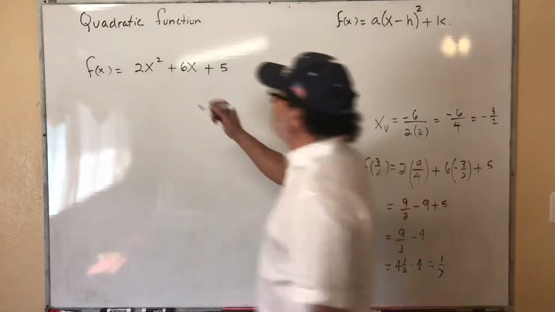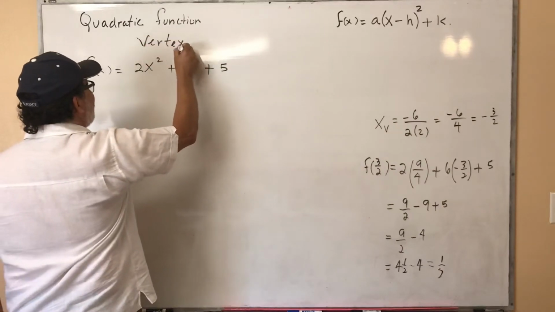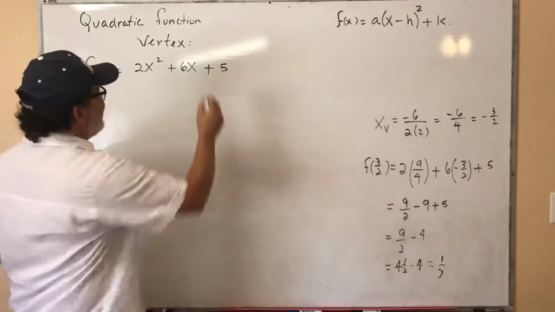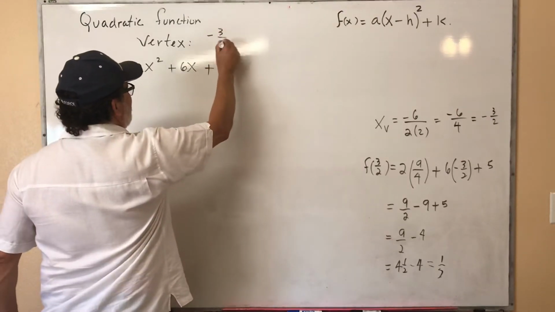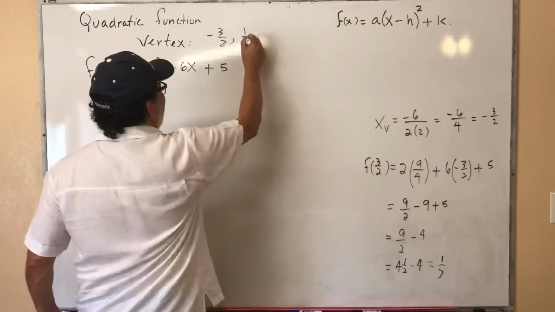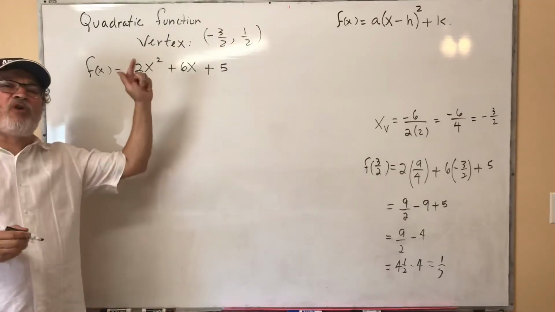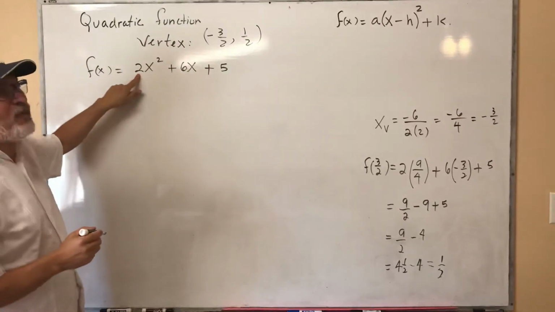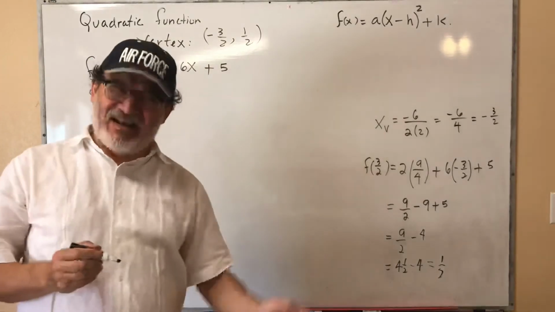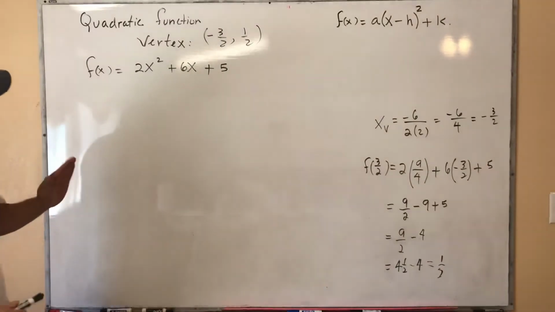So what's the vertex for this? The vertex is what? Negative 3 over 2. And what else? Half. And this parabola, does it open up or does it open down? This one opens up. So is the vertex a maximum or a minimum? A minimum. Okay, very good.